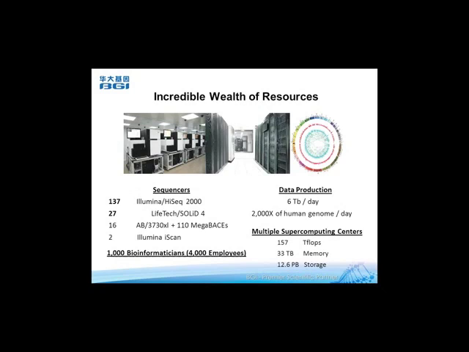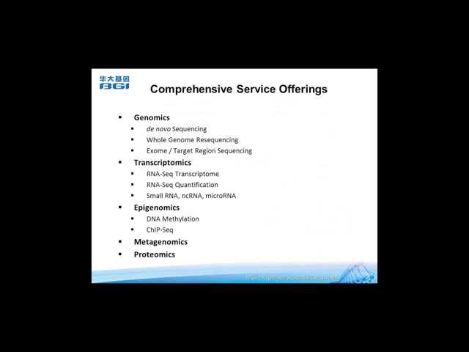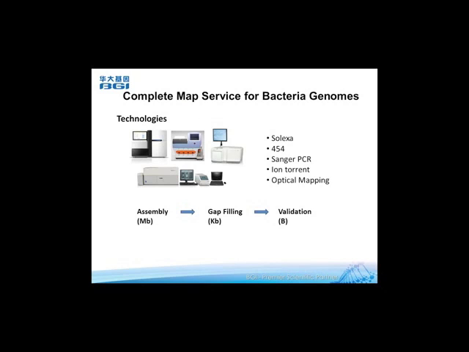We have many sequencers, and we have very large capacity and computing power to enable these large-scale projects, collaborative projects and services that we are doing. We have about 1,000 bioinformaticians developing methods and doing analysis. So we offer comprehensive service offerings across genomics, transcriptomics, epigenomics, metagenomics, and proteomics. I think the most relevant one for today is the complete map services for bacterial genomes, where we use a number of technologies, including Illumina, Solexa, 454, Sanger, Ion Torrent, and also optical mapping, to assemble, gap fill and validate, and generate one contig for a bacterial genome.